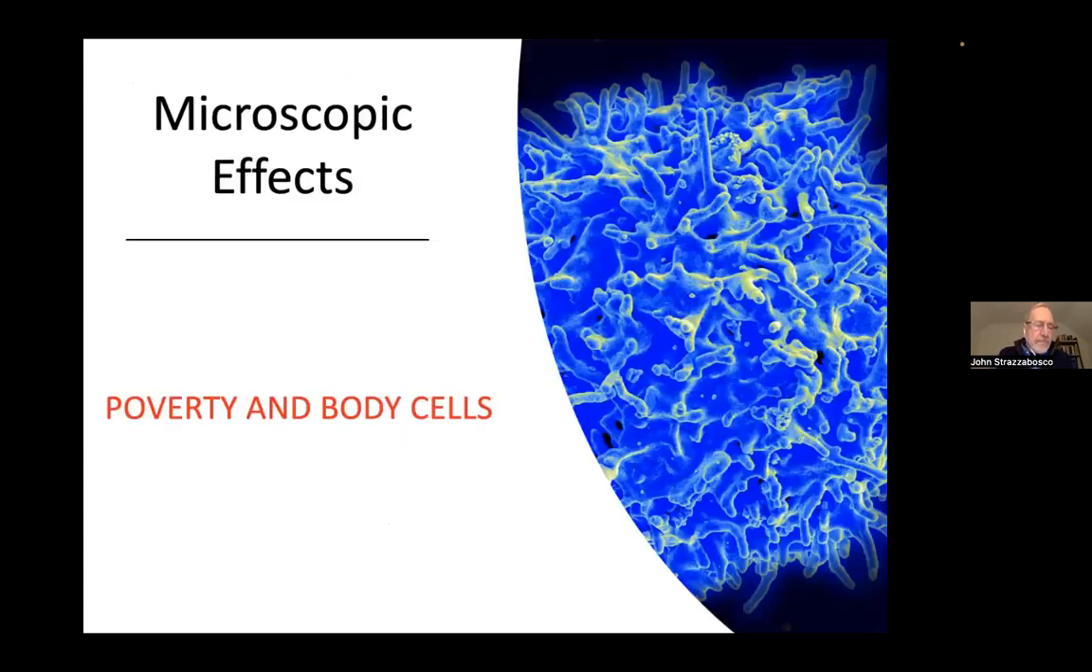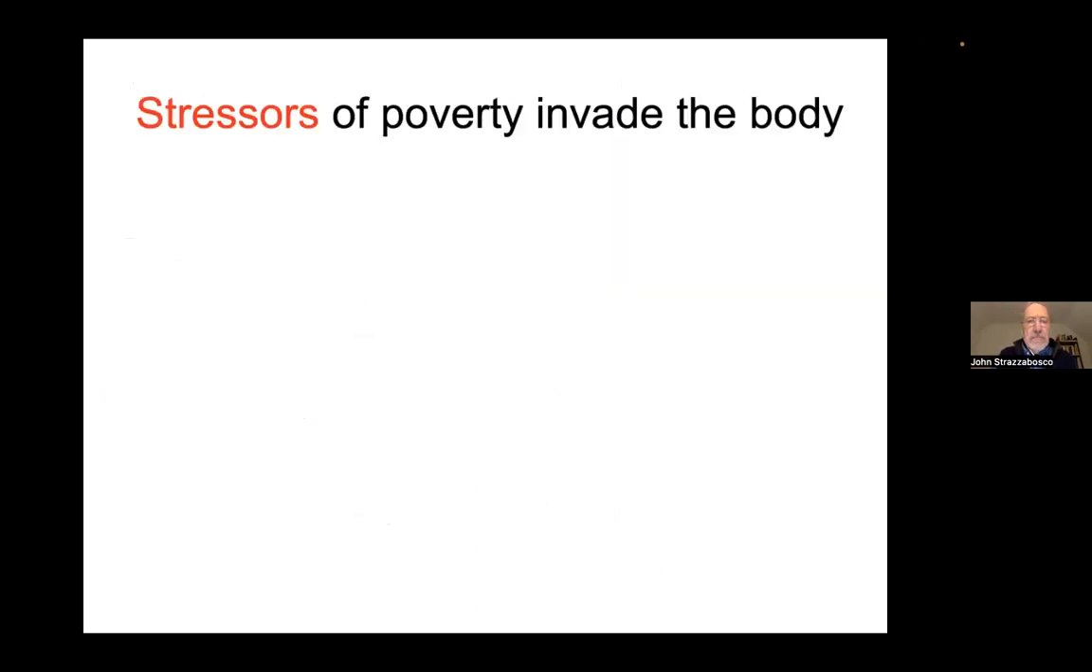And so the first thing I want to talk about are microscopic effects. In other words, the impacts of poverty internally, poverty and body cells. So what happens here is that you have the stressors of poverty, and there are many coming from all these different directions now. They invade the body. And the way I envision this happening is this: you get these stressors. Let's say if you're dealing with hunger over a period of weeks, that's going to be a major stressor. And there are many other stressors that you could run into here.